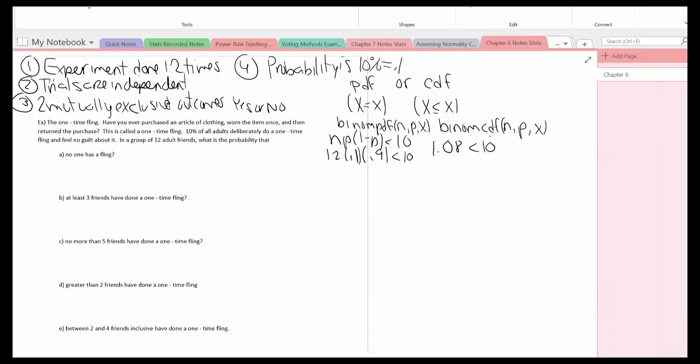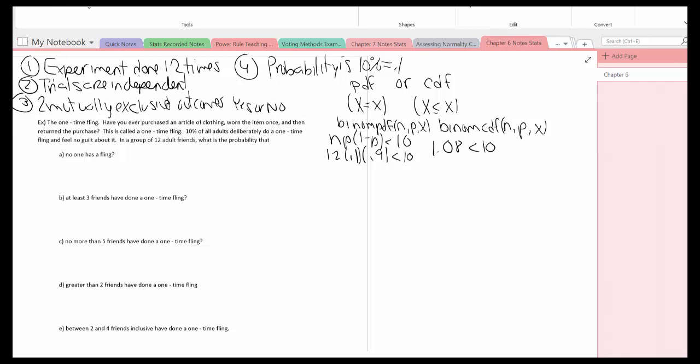Remember, when we put these in the calculator, if it's x equal to x, that's a PDF. That's a binom PDF of n, comma, p, comma, x. Or it needs to be set up as x is less than or equal to x, which is a binom CDF of n, comma, p, comma, x.